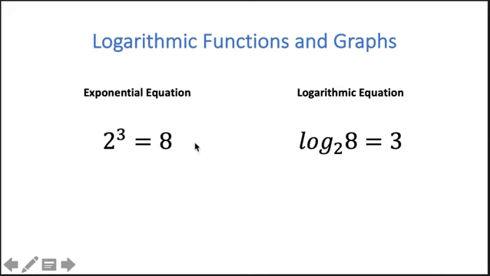Look at these examples. 2 to the third equals 8. This is the same expression written in log form. Listen to how I said that: log base 2 of 8 is 3. Practice saying it correctly. Don't say silly things in your head. Make sure you're saying it correctly. Use the correct language. It's going to help you.